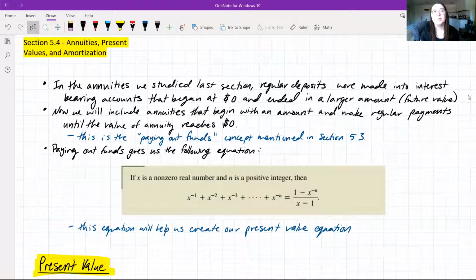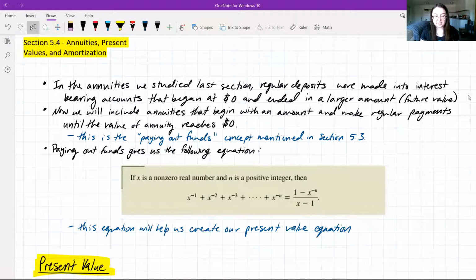In the last section we mentioned that there were two different types of annuities: either we put money into an interest-bearing account, which is the accumulation of money or future funds, or now we're doing the paying out funds. We have an account that starts with a balance and we're making regular payments on that balance until the balance reaches zero. The paying out funds gives us the following equation.